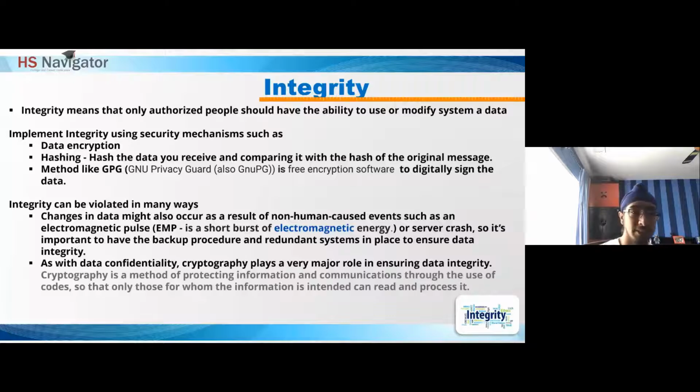The next part of the CIA triad is integrity, and integrity means that only authorized people should have the ability to use or modify the data. So not just have access to the data, but actually be able to use or modify it. You can again use data encryption and hashing, which basically means you hash the data that you receive. It is a sort of encryption method that takes the data you receive, hashes it, and compares it with the hash of the original. They're keys and values that make sure the data you receive is the same as the data that was sent.